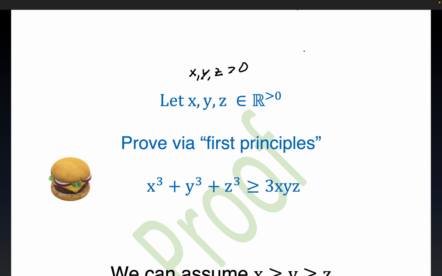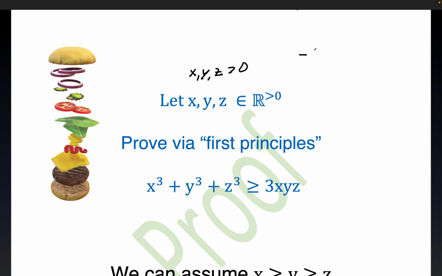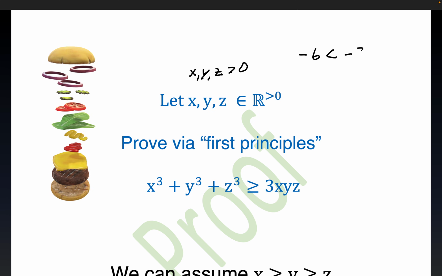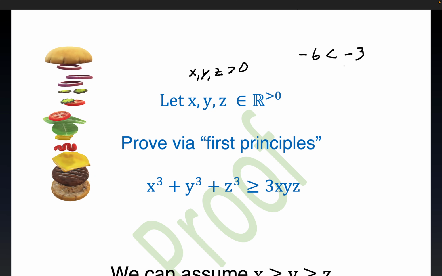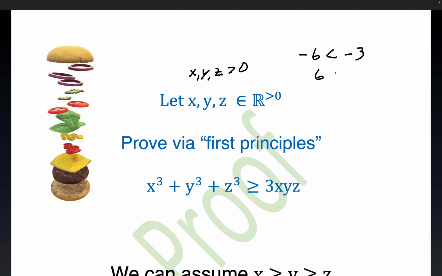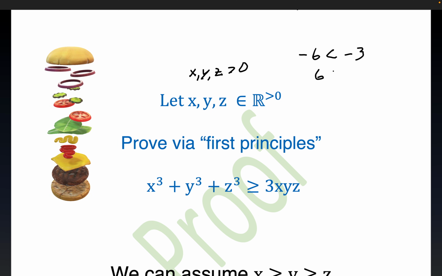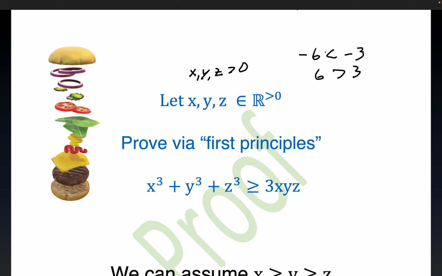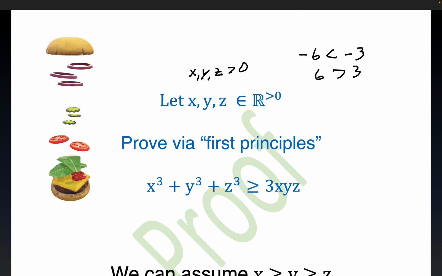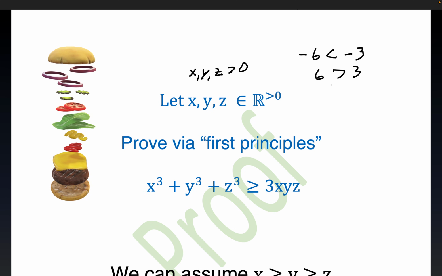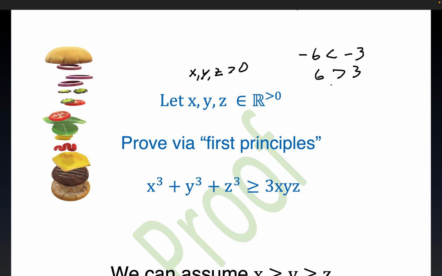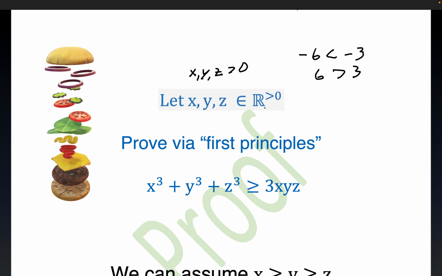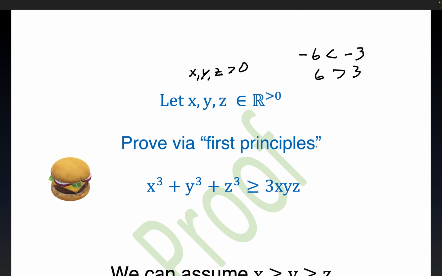of the inequality. For example, minus 6 is less than minus 3, right? But if you multiply by minus 1, you get 6 is greater than 3. Because multiply by negative 1 and you get 3 is less than 6. So that's one of the properties of inequalities that's important. And as far as this proof goes, and just in general, that's why we're assuming all the variables are positive.